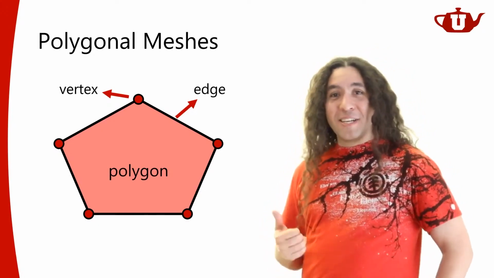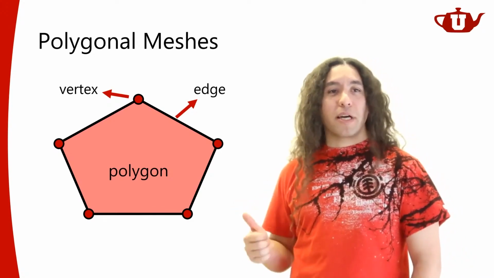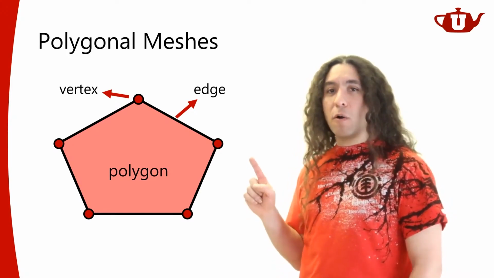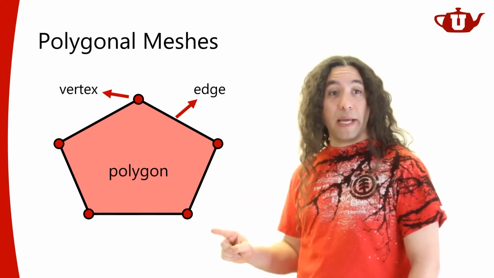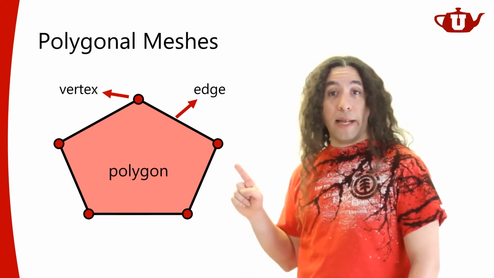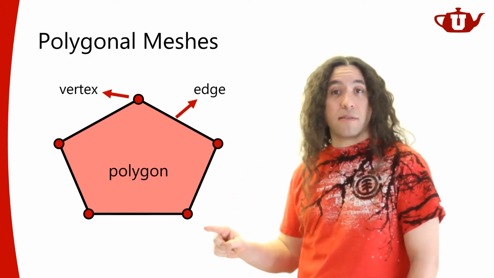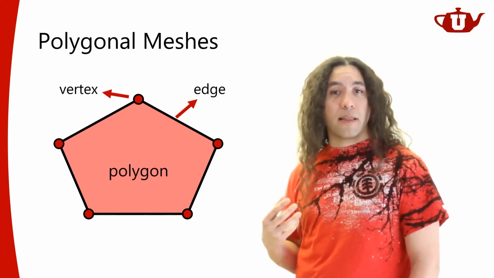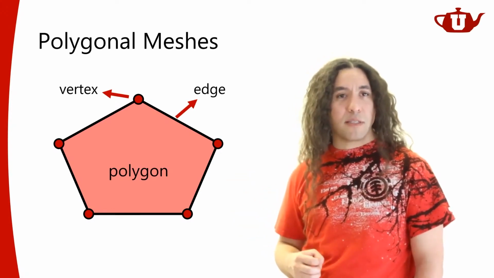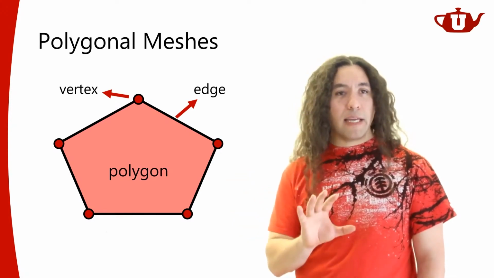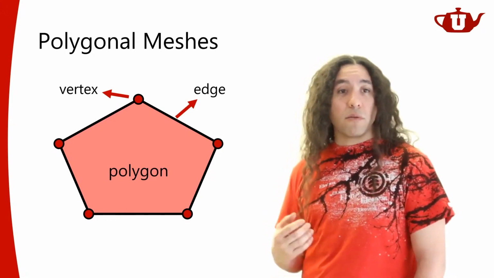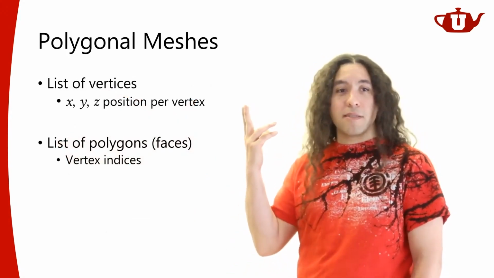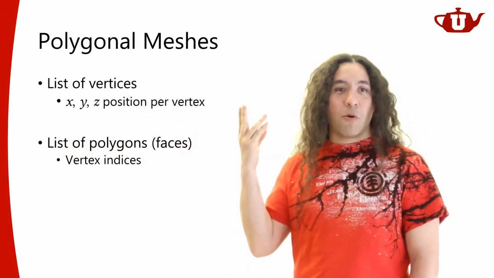So let's do that. What do I do for representing a polygonal model like this? It turns out, at the very least, I need to know where these vertices are in space. I need to know the 3D positions of these vertices. And I also need to know how these vertices are connected, like how the polygons are formed out of these vertices. That's the minimal information that I need. Now, there are different ways of storing this information. The most convenient way of storing this information is like this. I have a list of vertices and XYZ coordinates per vertex.